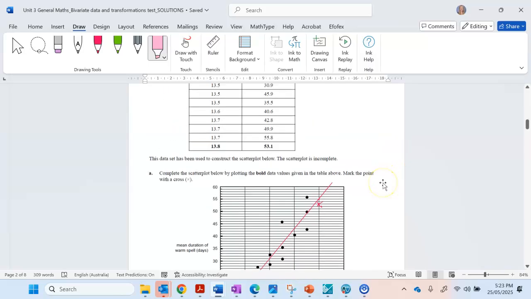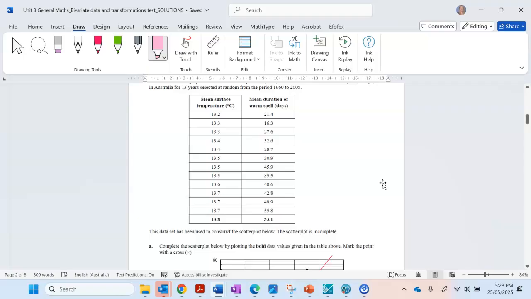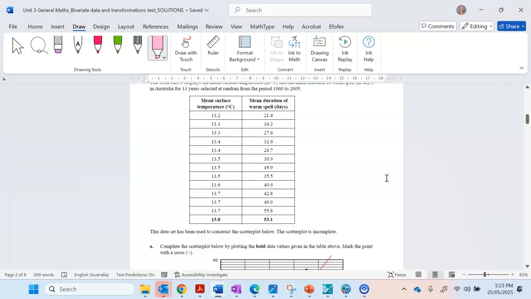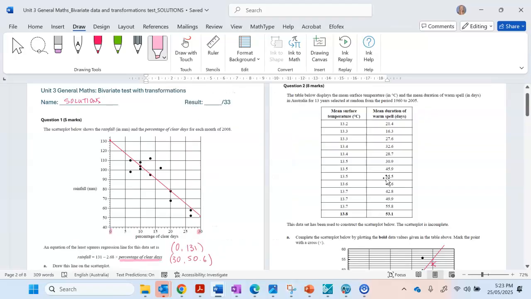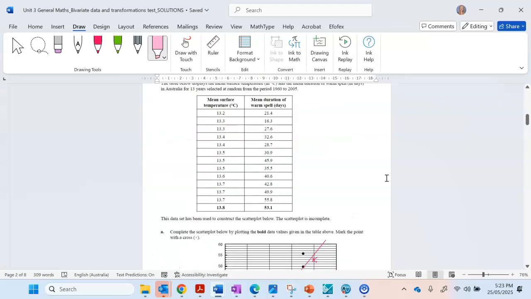If we weren't given that, you would have to think a bit more about your variables and which one's your explanatory and which one's your response.